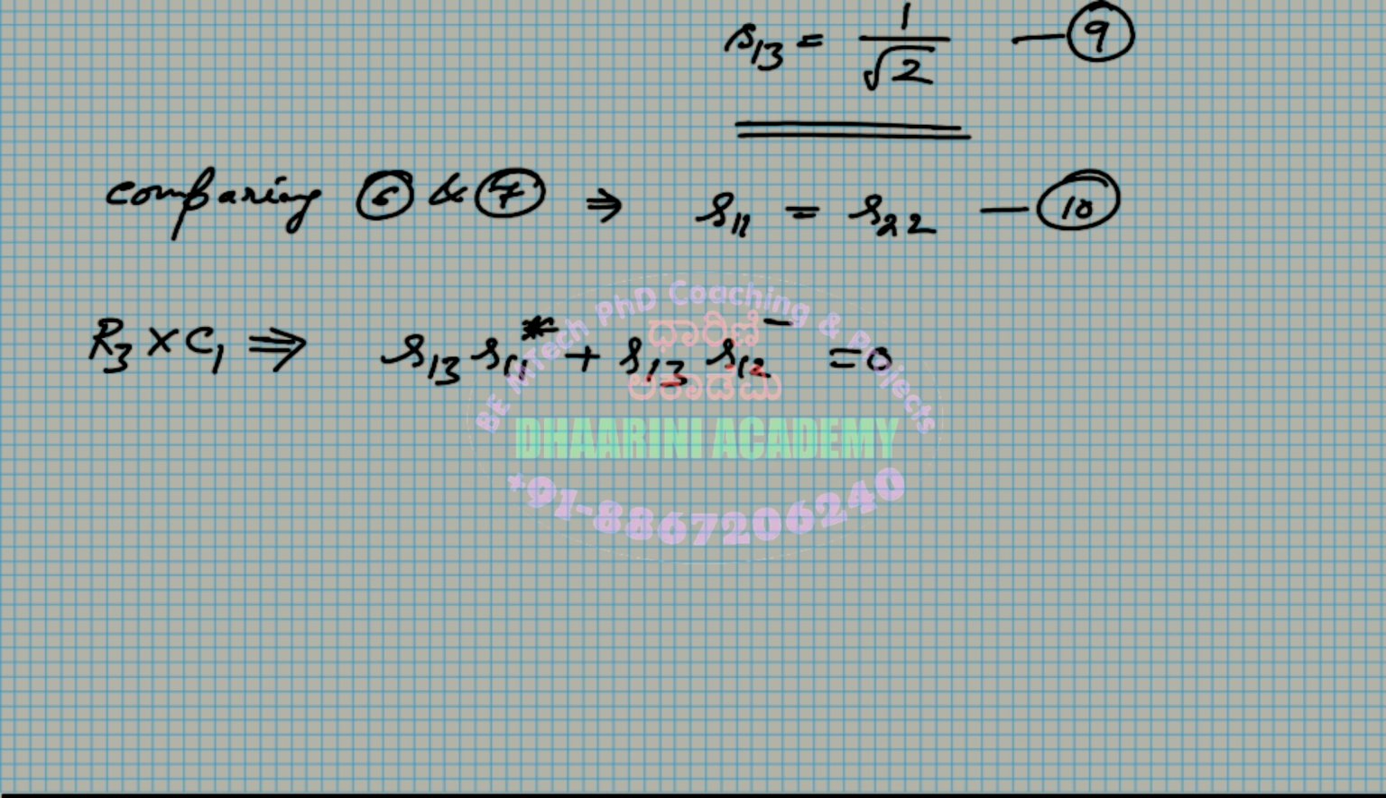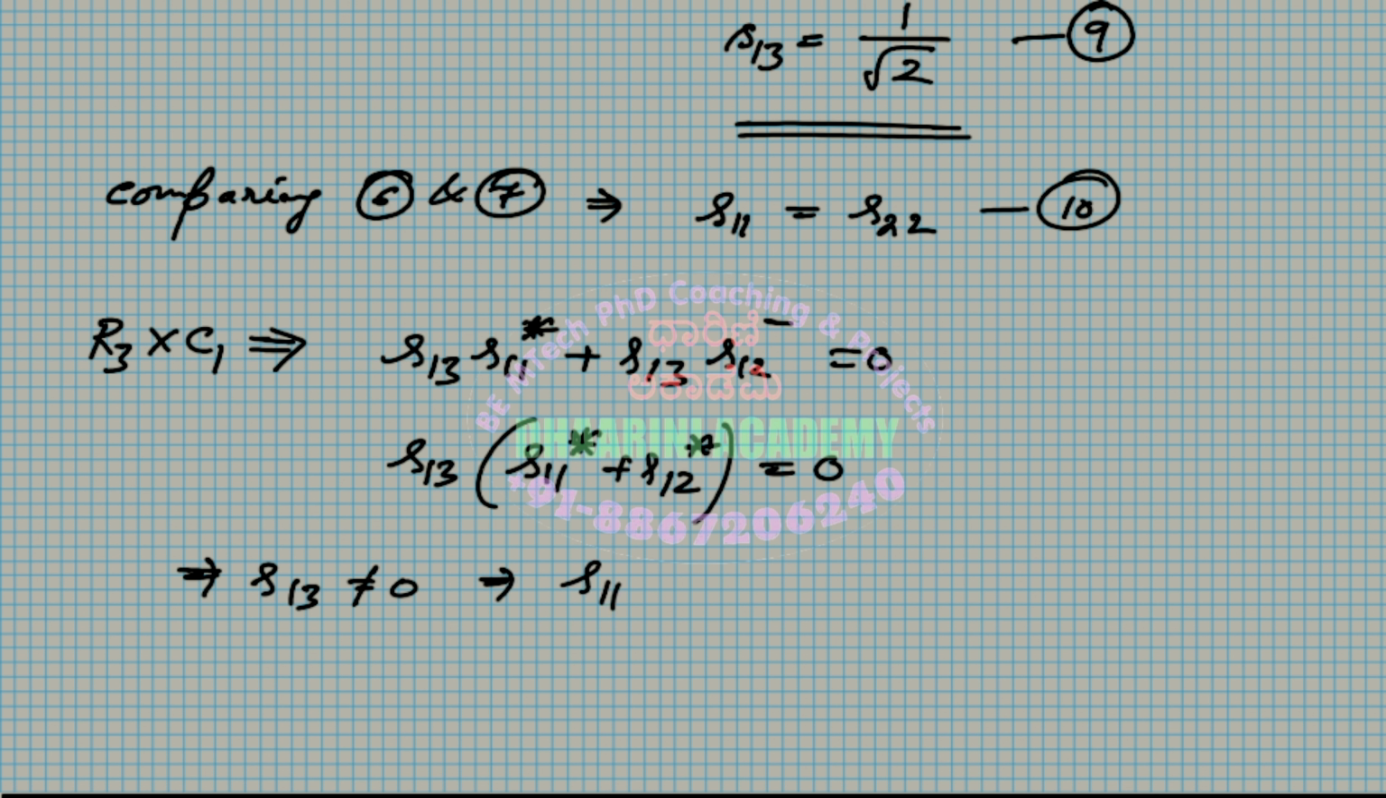Now let me take S13 outside. S13 times (S11 star plus S12 star) equal to 0. I already know that S13 is not 0, we already have an answer. This is not equal to 0. This implies the S11 star plus S12 star should be equal to 0, isn't it?